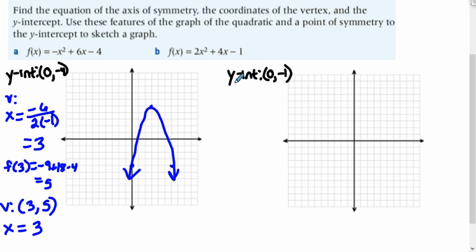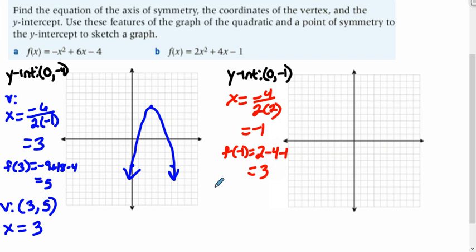Why don't you try this one? Find the vertex on your own, and then plot it, and then unpause it, and I'll walk you through it. So to find the x value of the vertex, it's the opposite of b over 2a. So therefore the x value of your vertex is -1. So I have to find f of -1. So -1 squared is 1 times 2 is 2, -4 minus 1. So that's 3. So my vertex in this case is -1, 3.